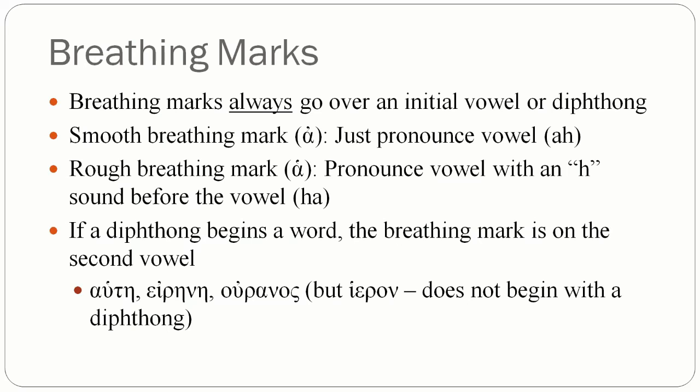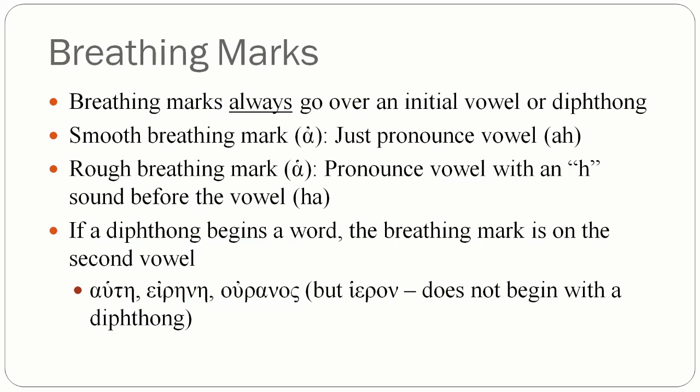This does not have any effect on the pronunciation of that beginning vowel. If you saw this in a text, alpha with a smooth breathing mark over it, you would just pronounce the vowel sound alpha, which is ah. Just pronounce the vowel sound. In this case, it would be ah. Alpha with a smooth breathing mark.